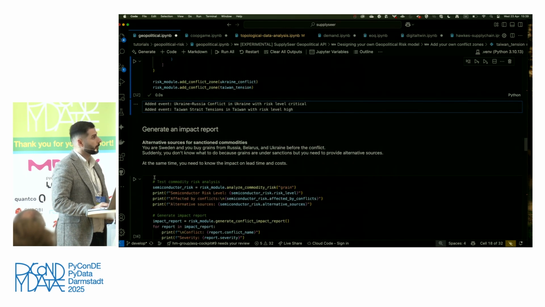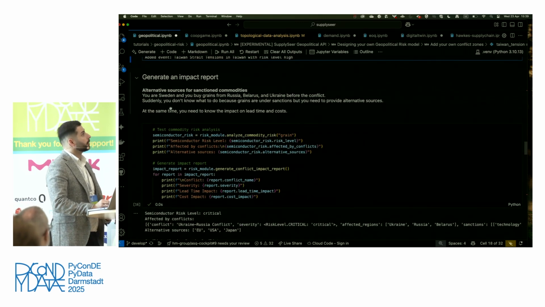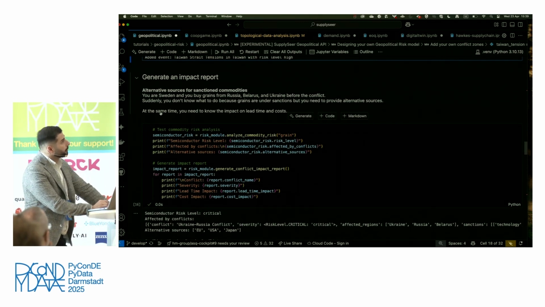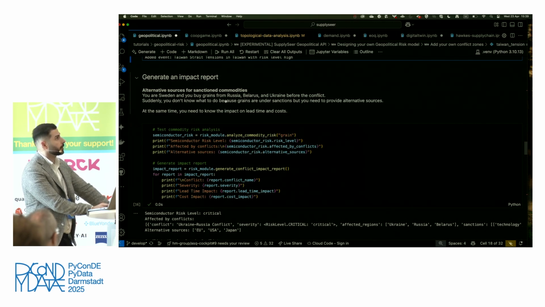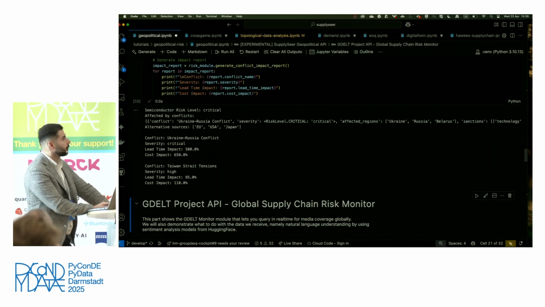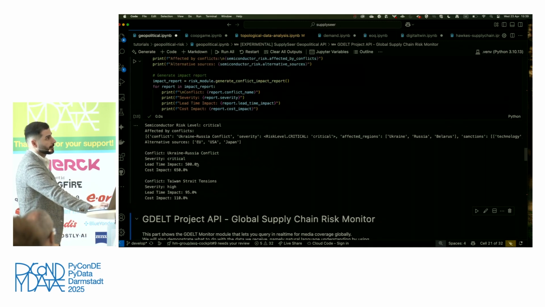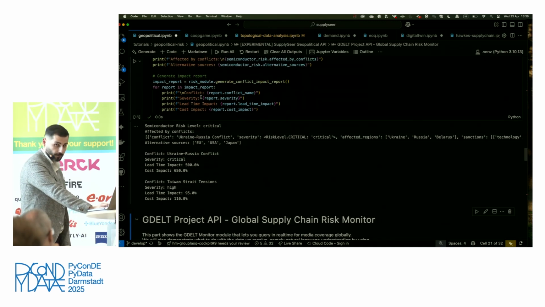So now we're going to generate an impact report. You're going to imagine you're Sweden, you buy grains from Russia, Belarus, and Ukraine before the conflict. Suddenly you don't know what to do because grains are under sanctions, but you need to provide alternative sources. At the same time, you need to know the impact on lead time and costs. Let's run that one. It just gives you the same answers as before, but this time we defined it manually for ourselves.